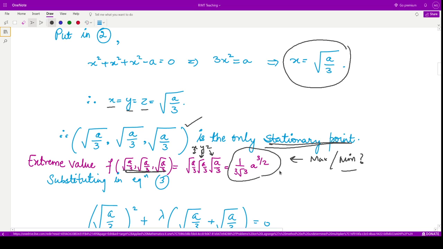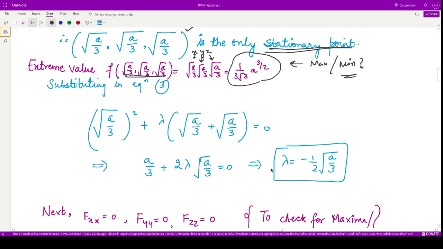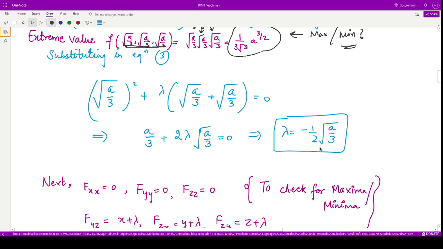So for that, what we are doing, that is the next task. Firstly we are calculating what would be lambda. For lambda, we are substituting the values of x, y, z into equation number 3. From there you obtain the value of lambda.